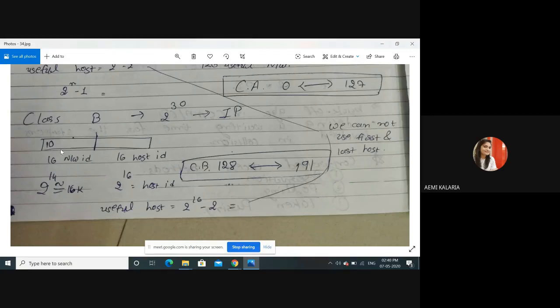I cannot do anything. So remaining all 14. So 2 raised to 44 is a network ID, and 2 raised to 16 is a host ID. But useful host ID is the same thing, 2 raised to 16 minus 2, because the first host address and last host address we cannot use. So two host addresses I am keeping as a constant, right? So this is the possible thing.